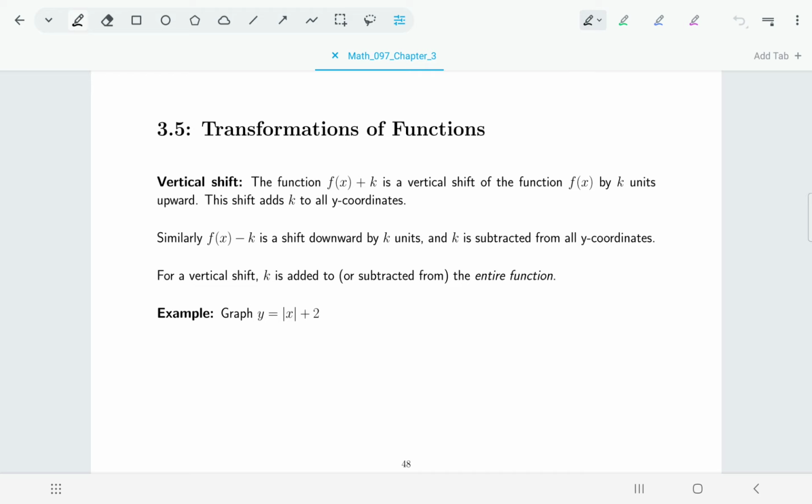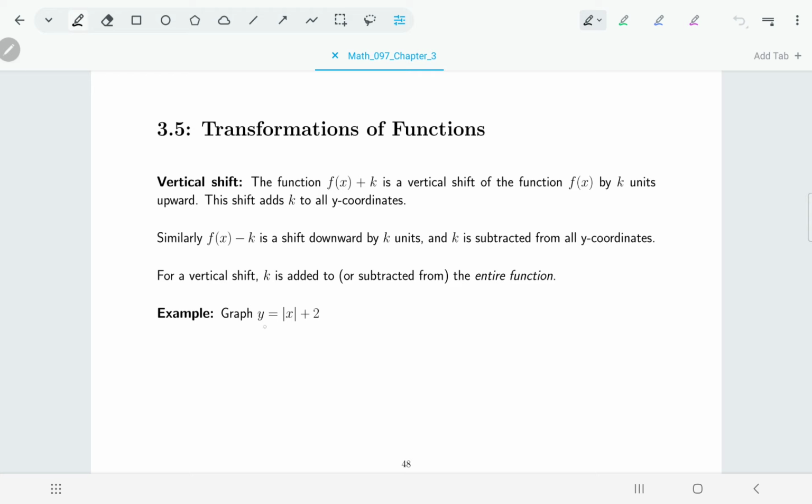And what this is going to do, of course, is adjust or affect our y-coordinate, because our y-coordinate affects how much up or down we go. So if we're shifting it up by k units, we would be adding k to all of our y values. And if we're shifting it downwards by k units, we're subtracting k from all of our y values.